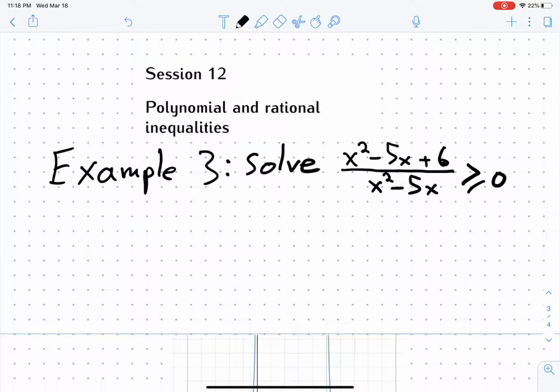Hi everybody. Okay, we're here and we're ready for our last example. This is example 3 in our session 12, polynomial and rational inequalities. And the example is this one. It's on the left-hand side.